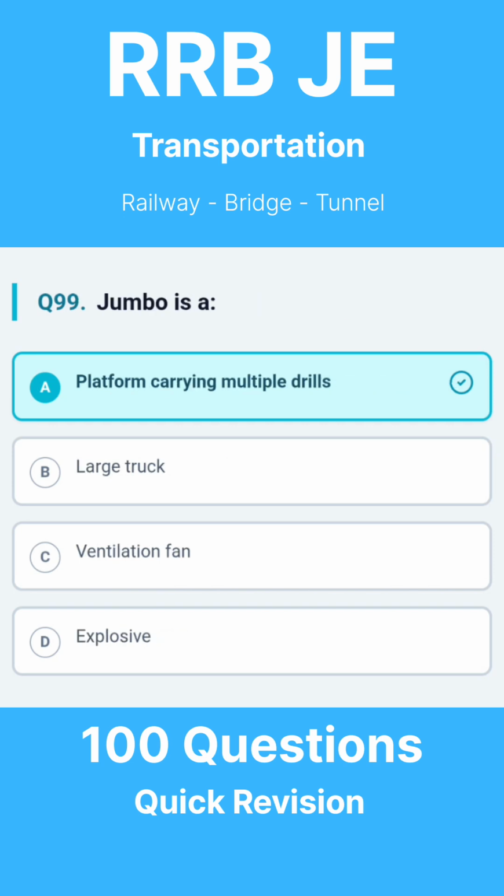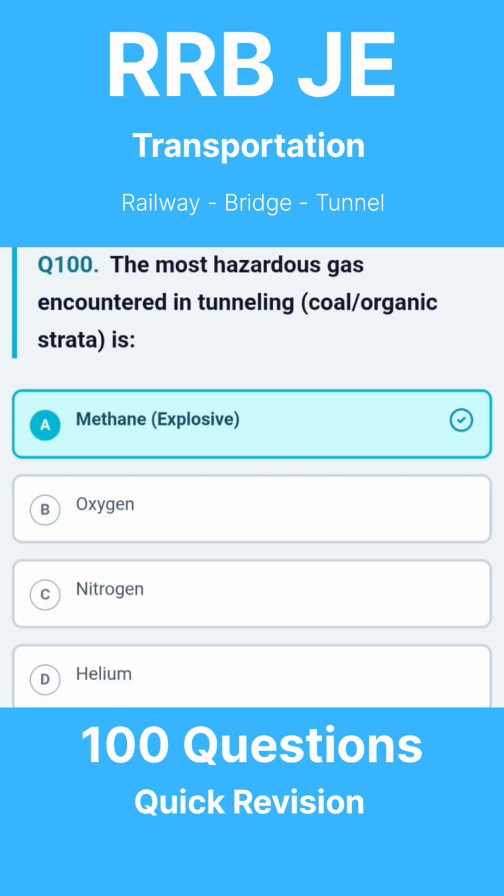Question 99. Jumbo is a? The correct answer is platform carrying multiple drills. Question 100. The most hazardous gas encountered in tunneling, coal/organic strata, is? The correct answer is methane, explosive.